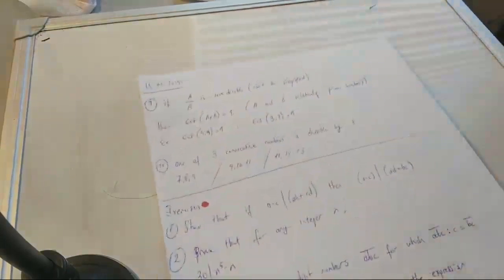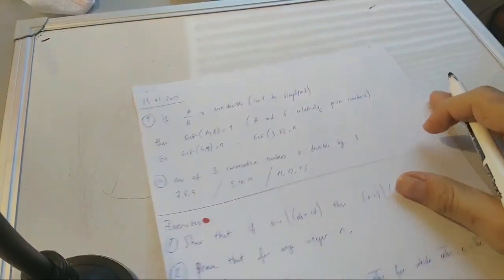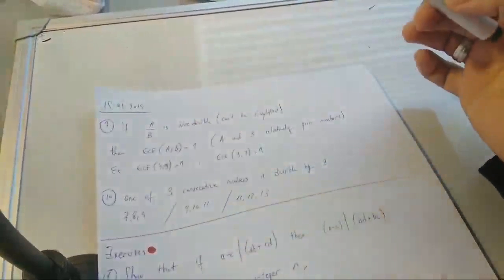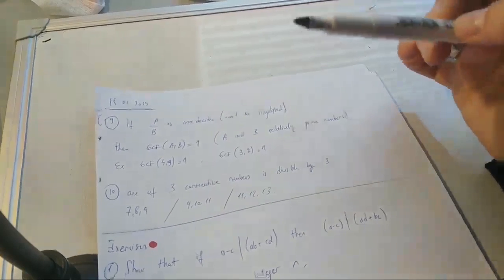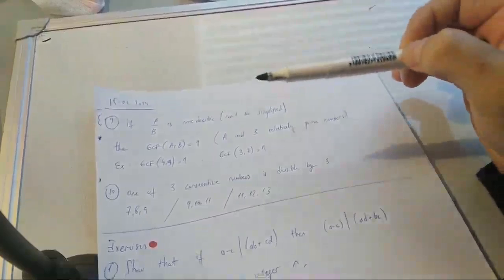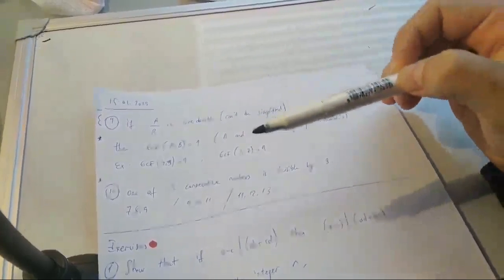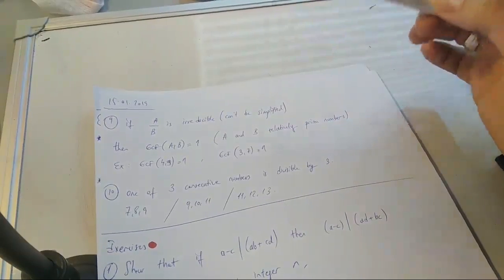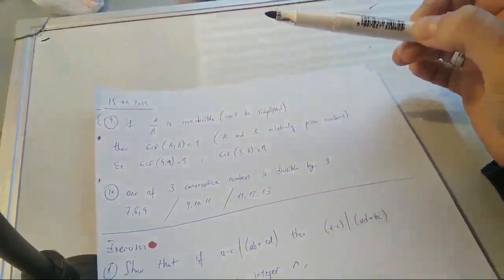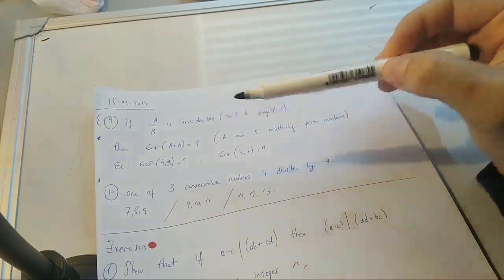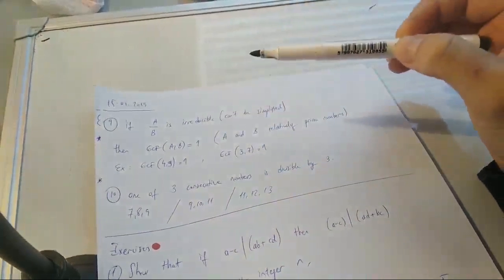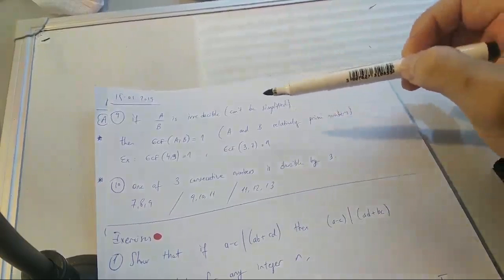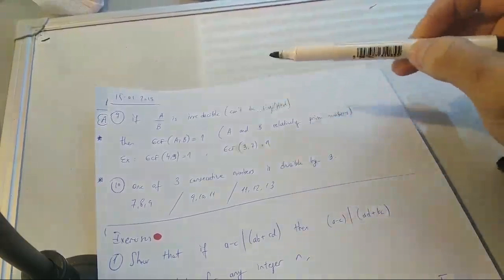We'll continue with the 9.1. If a over b is irreducible, a over b is irreducible means that we cannot simplify a and b. So it can't be simplified. If a over b is irreducible, the greatest common factor of a and b is 1. And they will have a special name. They are called relatively prime numbers. a and b are relatively prime numbers.